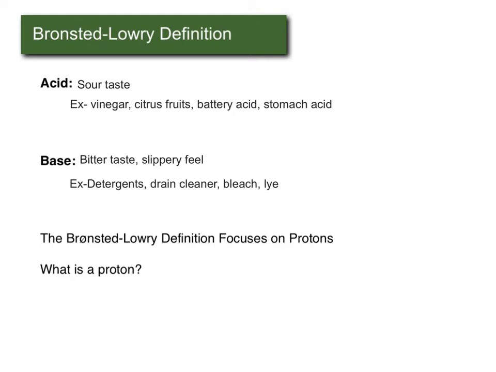So what is a proton? If you remember, a proton is a subatomic particle that's found in the nucleus, and we represent the proton as just H+. That's because a hydrogen ion, which is a hydrogen atom that has lost one electron, is only a proton. That's all that's left of it. And so that's what we see moving around when acids and bases react. I will use them interchangeably: hydrogen ion or H+ or proton.